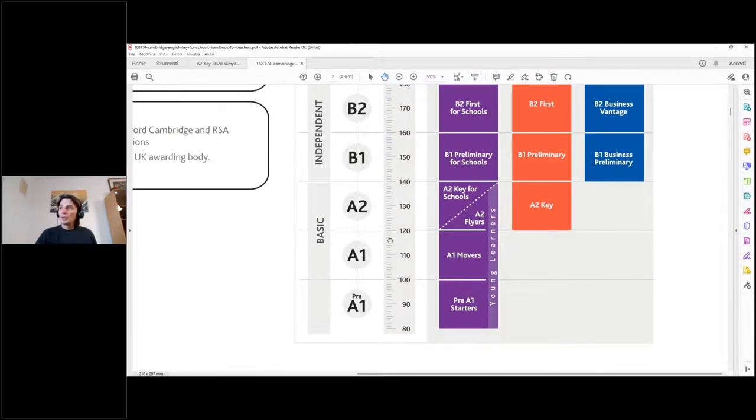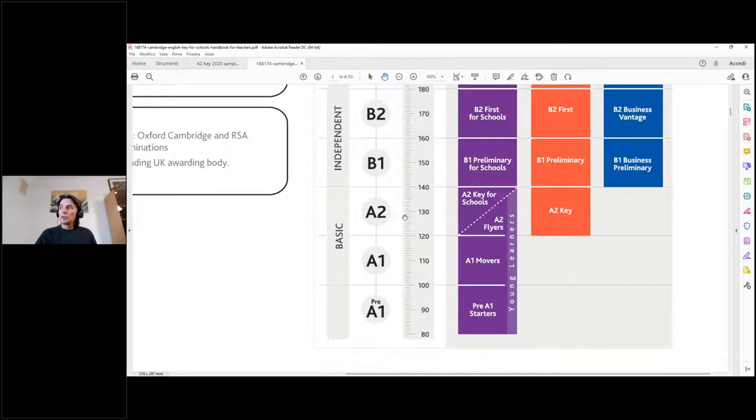Remember, we have 25 more points that we can add to this scale, to find out your final mark for the A2 Key. You can get 140 points, but the minimum is 120 points. But this is the scale.